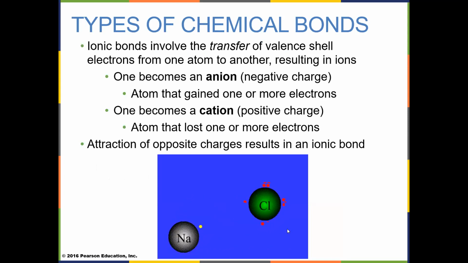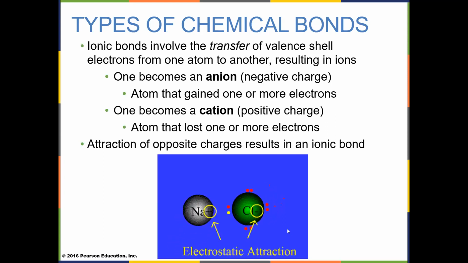Sodium has 11 protons and 11 electrons. Sodium easily gives up its 11th electron because that 11th electron is out there all by itself in the third orbital, the third shell. You know, the valence shell for sodium is number 3. So you have that one electron out there, and it's not feeling any love at all from the nucleus.